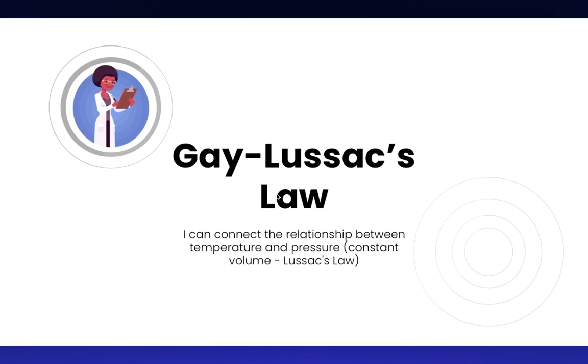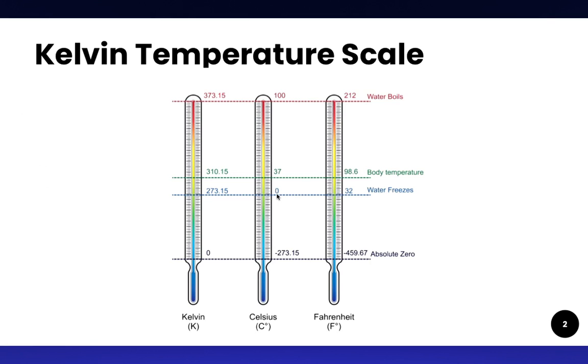Hello, chemistry students. Today we're going to talk about Gay-Lussac's law, and it's going to connect the relationship between temperature and pressure. This one occurs at a constant volume, so just keep that in mind. Again, we're working with temperature and gas, so we're going to be using the Kelvin temperature scale again, because 0 is set at absolute 0. Converting between Kelvin and Celsius is done using this equation.